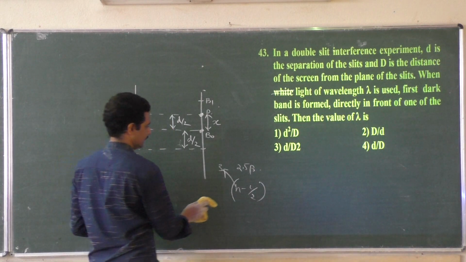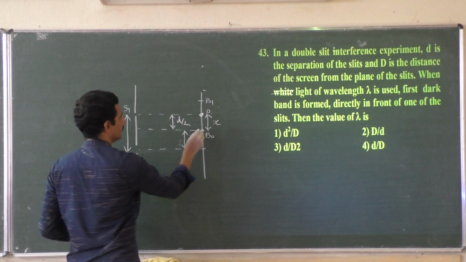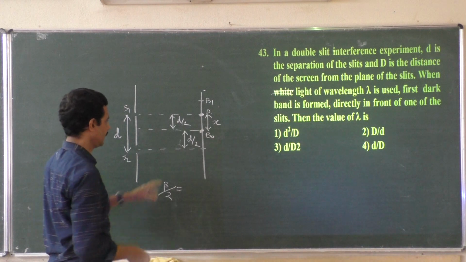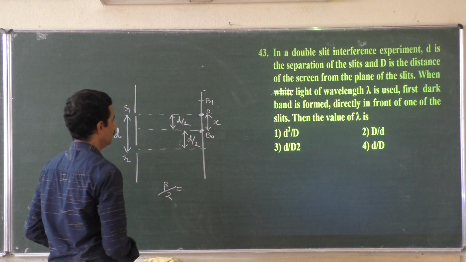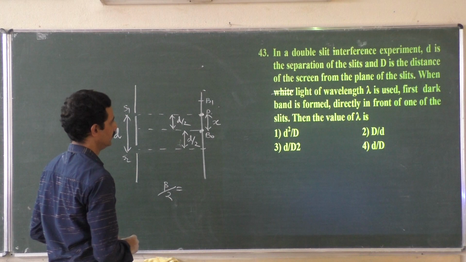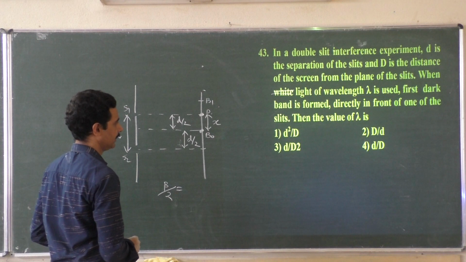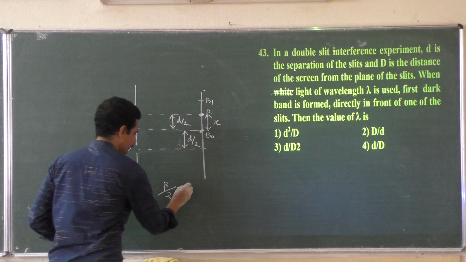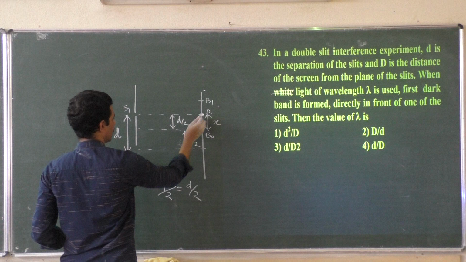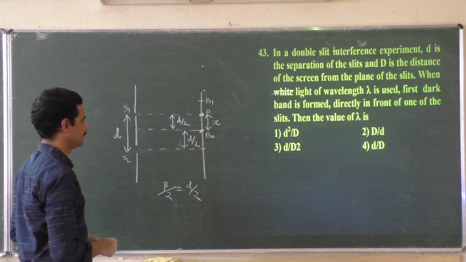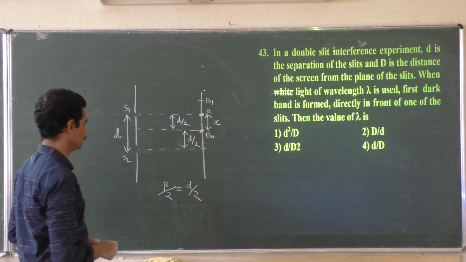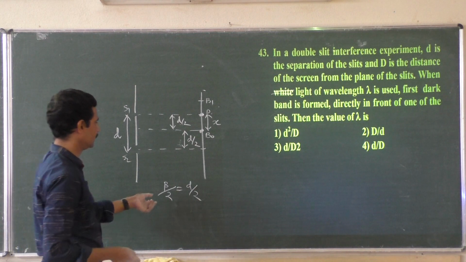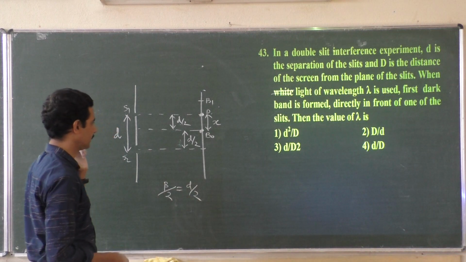Okay. Now what is this? The distance of the first dark band is beta by 2, so x becomes beta by 2. Now what is the question? The first dark band is formed directly in front of one of the slits. Beta by 2 is equal to d by 2, isn't it? Directly in front of one of the slits, beta by 2 must be equal to d by 2. The first dark band, half beta, is formed directly in front of one of the slits.